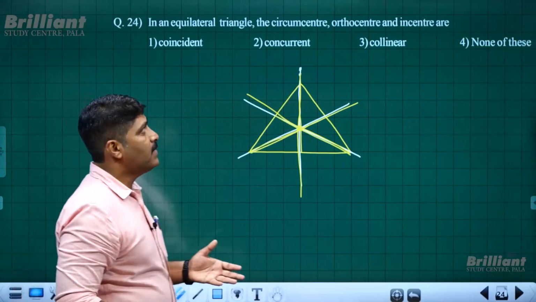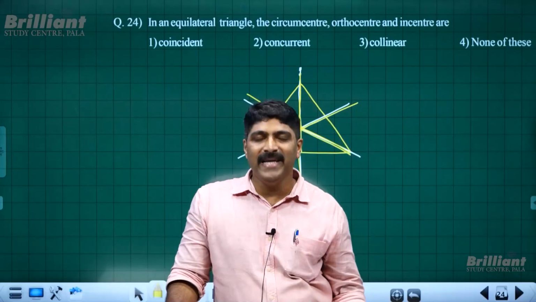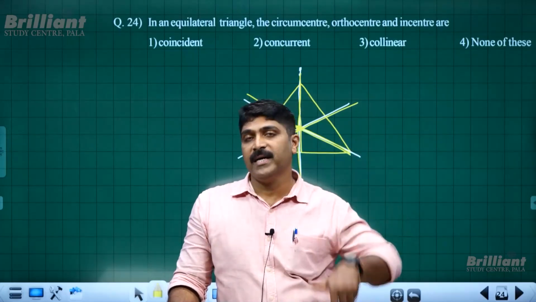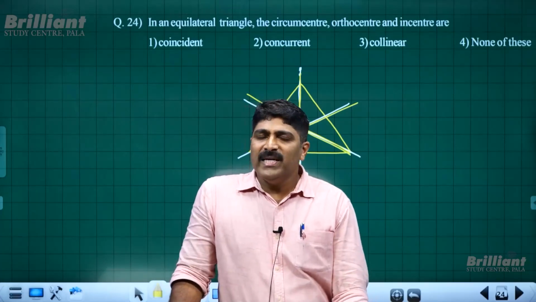And one more concept is there, the concept of the centroid. What is the centroid? Whenever we draw the medians, they are concurrent at a point, and that point is called the centroid. So what is the trick here?